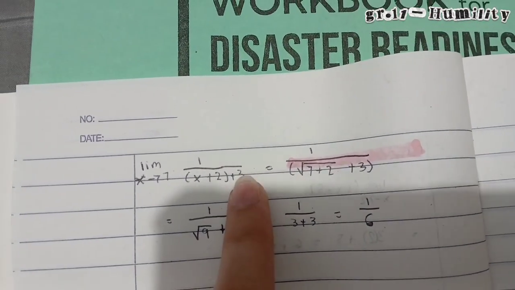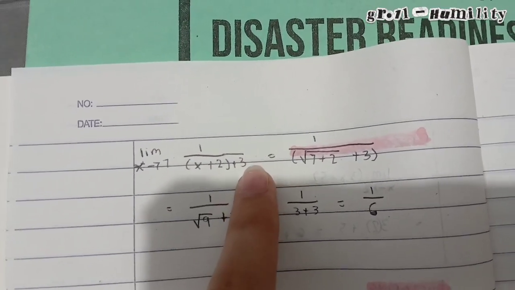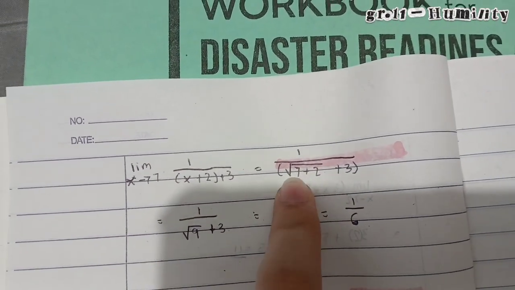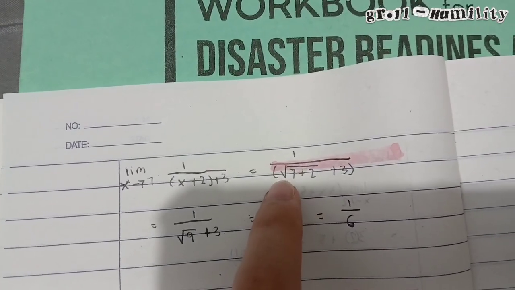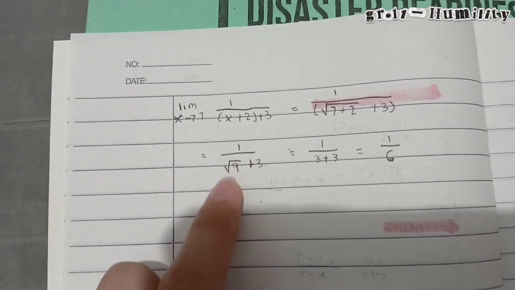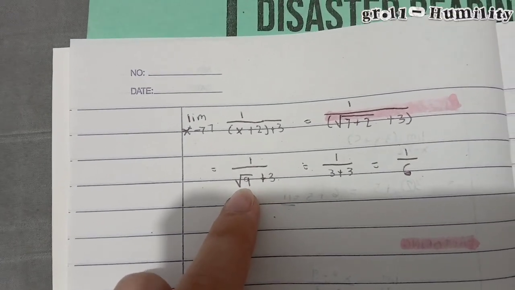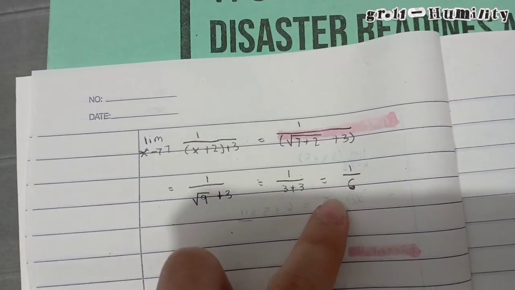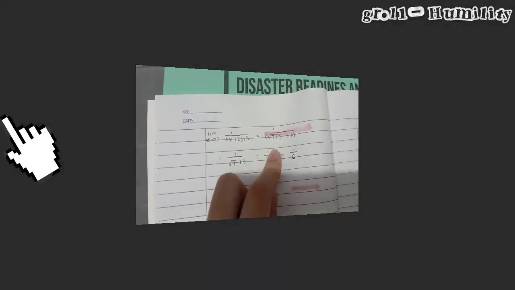So we can now substitute it. x is equal to 7. So it's like this: 1 over the square root of 7 plus 2, plus 3. 7 plus 2 is 9, so it becomes the square root of 9. And then the square root of 9 is 3. So 1 over 3 plus 3 is 1 over 6. And that is the final answer.